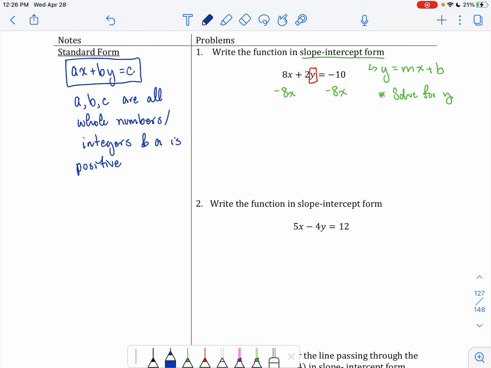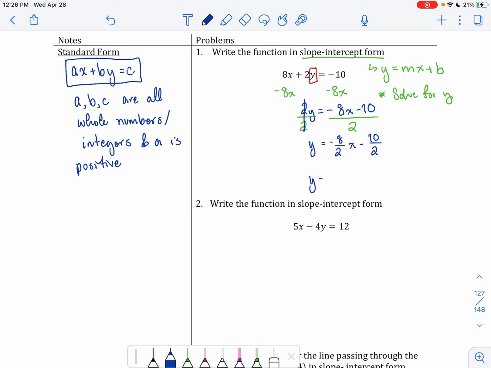So make sure that you're dividing every single term by 2. If it's helpful, you can write it out separately. The 2y cancels. Then it's negative 8 over 2x minus 10 over 2, so that we get our final answer of negative 4x minus 5 in slope-intercept form, where our slope is negative 4, or negative 4 over 1, and our y-intercept is negative 5.